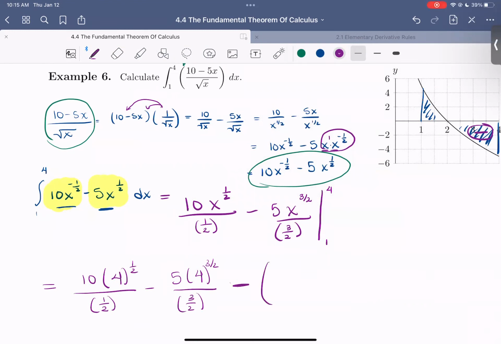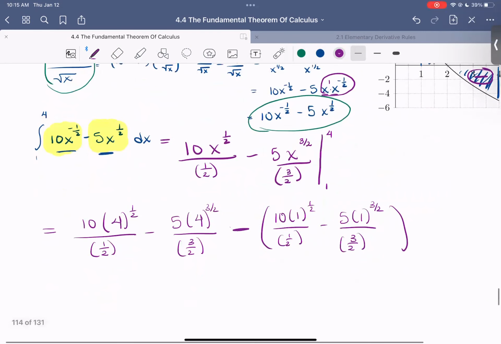minus, and I'm going to use parentheses because I'm going to subtract an entire difference. So I don't want any minus signs to drop. So then we have 10 times 1 to the 1/2 over 1/2 minus 5 times 1 to the 3/2 over 3/2. All right, so let's take a look at what we have here.